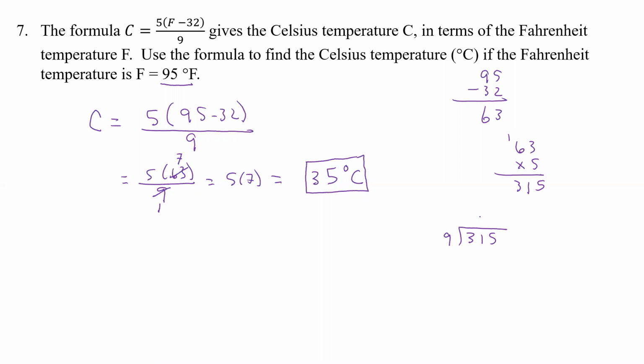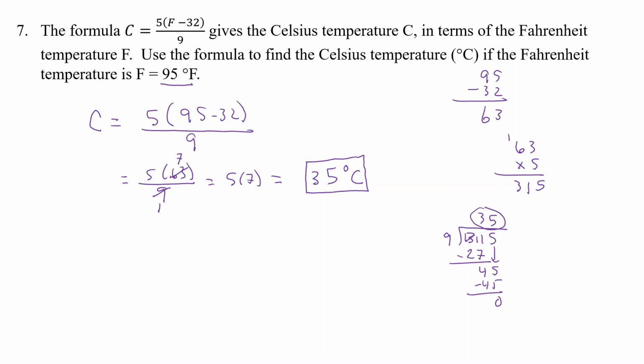So 9 goes in here 3 times. That's 27. Now we have to borrow 1. So now 11, 7, and 4 is 11. Bring down our 5. 9 times what is 45? Well, 9 times 5, that's 45. So we've subtracted here, we subtracted here, now we get 0, and we get the same 35.